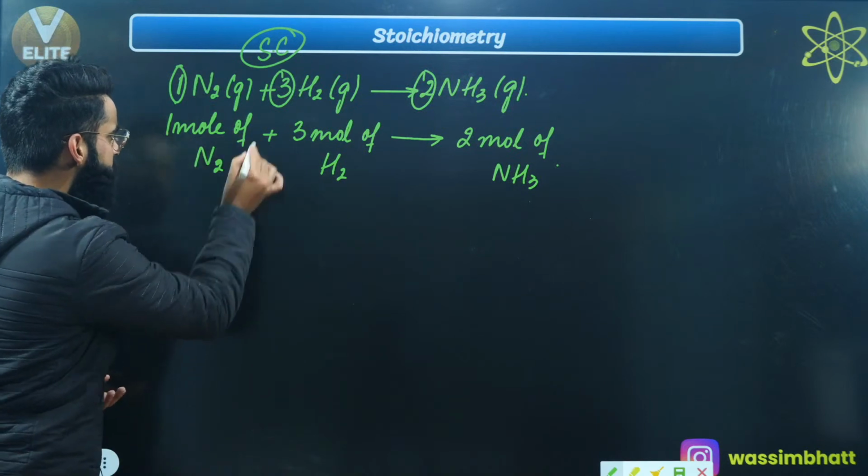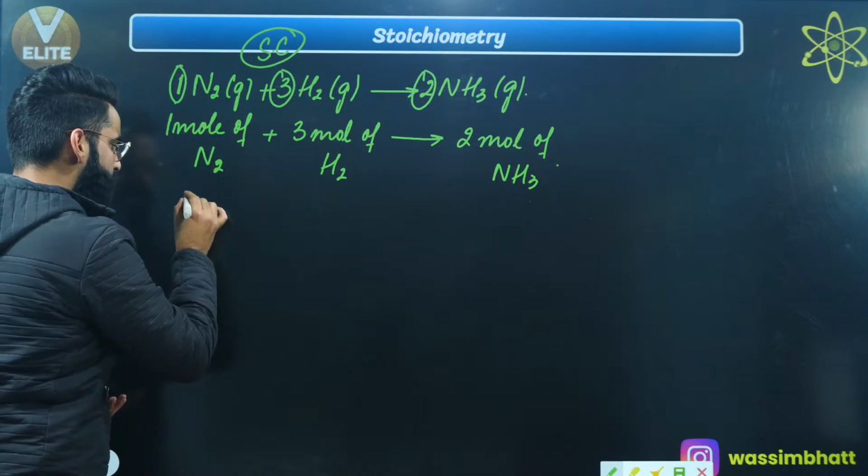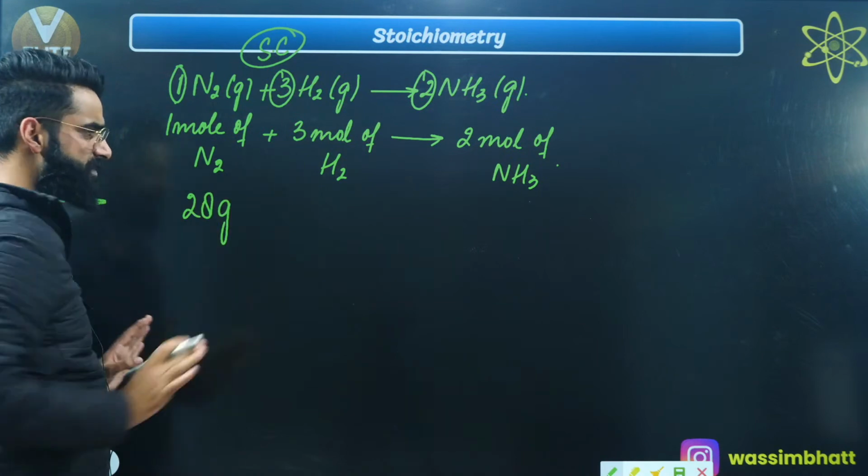Do I have 1 mole of N2? Yes, we have 1 mole of N2. What's going to be its mass? It's going to be 28 grams, right?